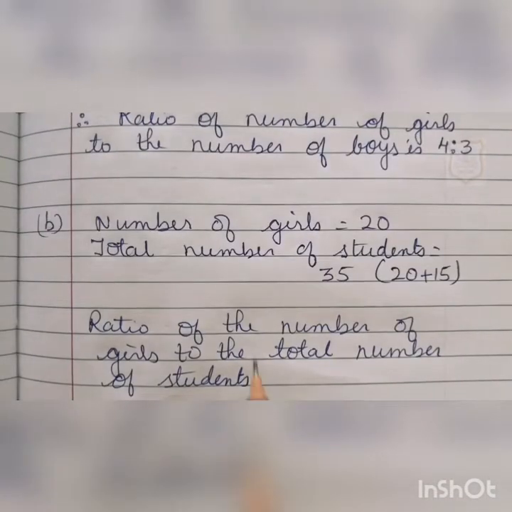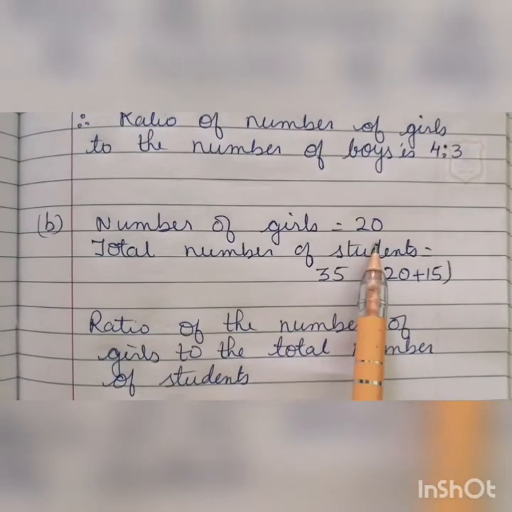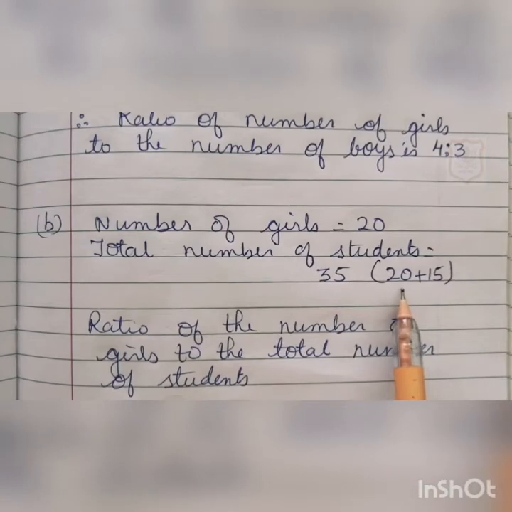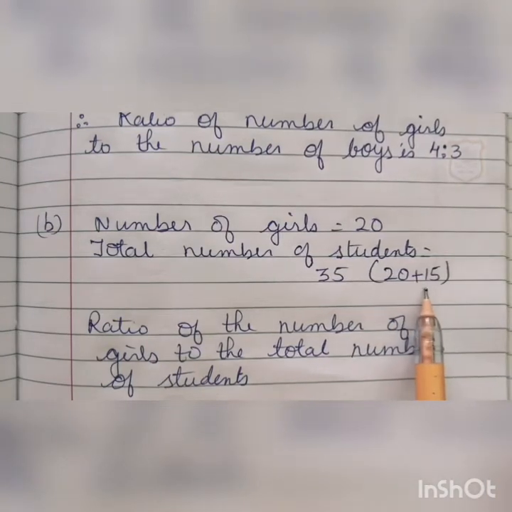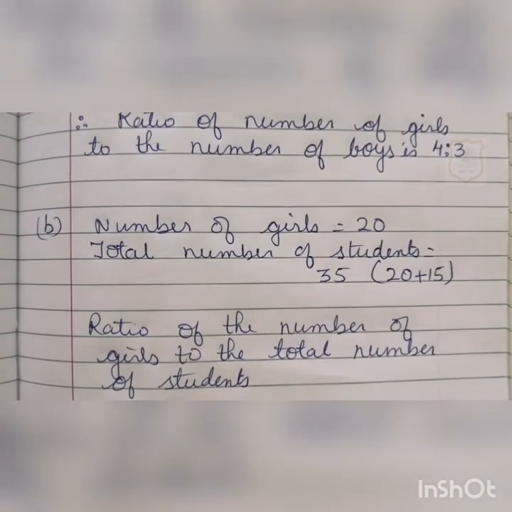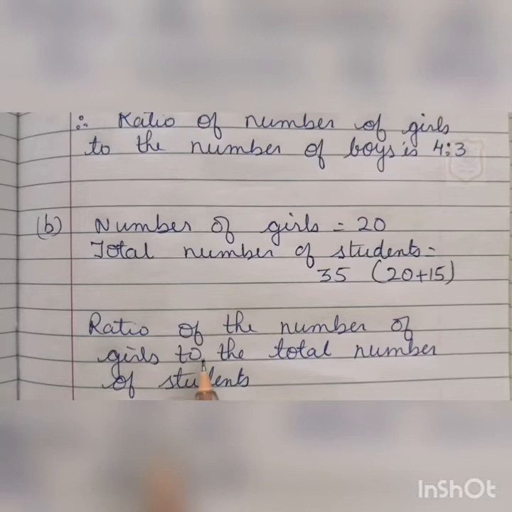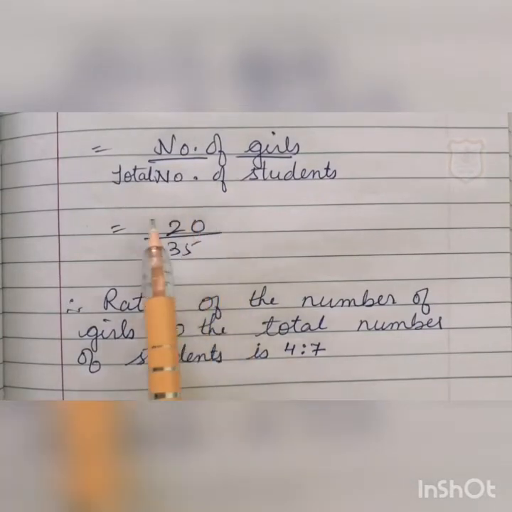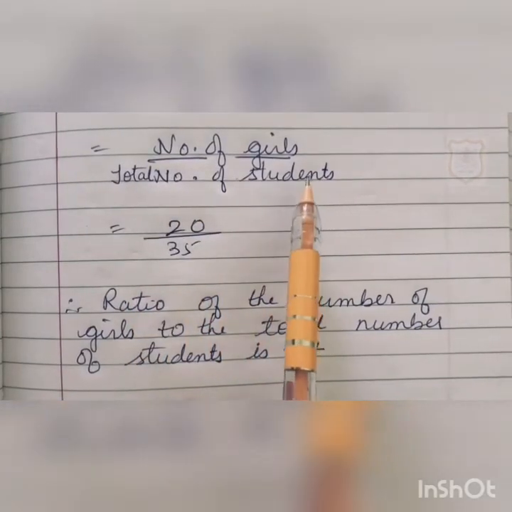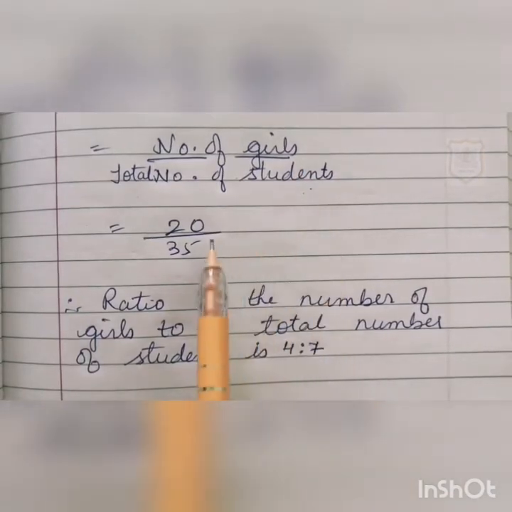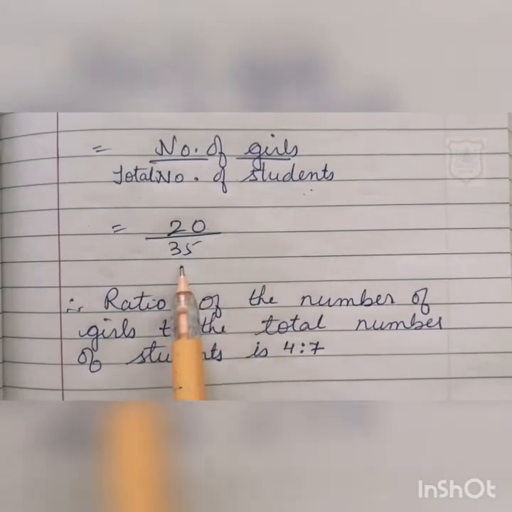Now B part of question number 1. The number of girls is 20 and the total number of students is 35, that is 20 plus 15, boys plus girls. Now we'll find out the ratio of the number of girls to the total number of students. So first is the number of girls. We'll write the number of girls on the top, and at the bottom we'll write the total number of students. So the number of girls is 20 and the total number of students is 35, that we have already found out.